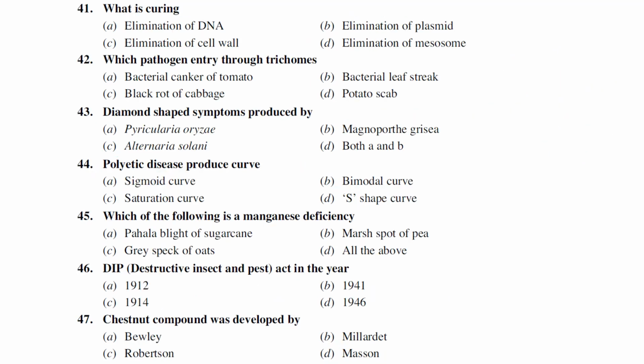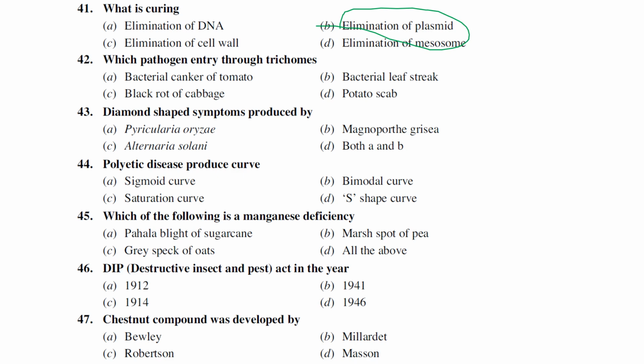Next one, what is curing? Elimination of DNA, elimination of plasmid, elimination of cell wall, elimination of mesosomes. Elimination of plasmid is known as curing in plant pathology, but the process of curing is also used in the tobacco industry to get quality produce, maybe by heating. I don't know exactly what it is, but in pathology, elimination of plasmid is known as curing.